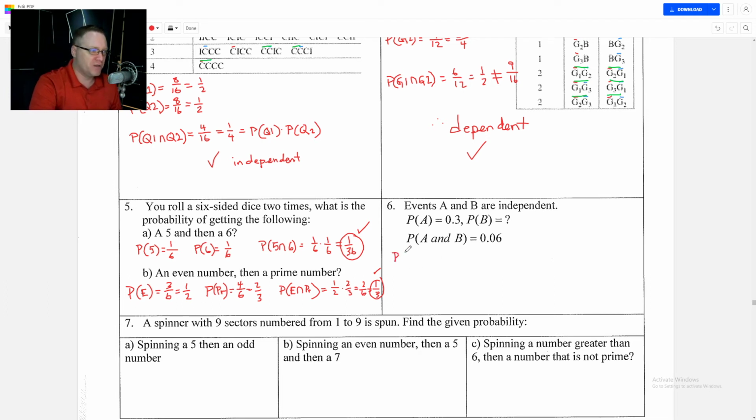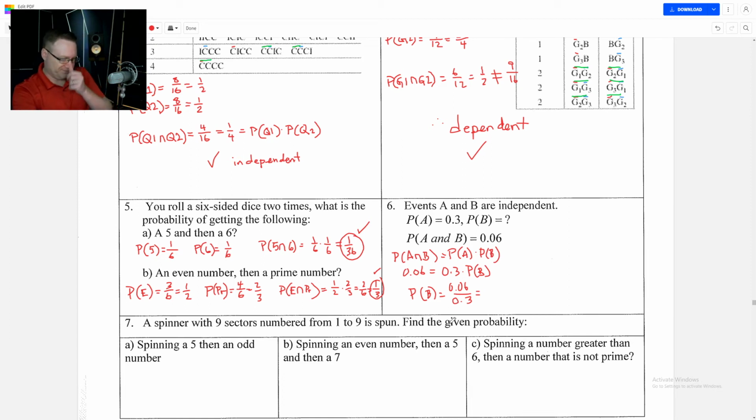Well, we already know that the probability of A and B has to equal, if they are independent, like it says up here, the probability of A times the probability of B, right? So probability of A and B is 0.06. And that's going to equal probability of A, which is 0.3, times the probability of B. Which means for the probability of B, we're going to have to divide both sides by 0.3. So it's going to be 0.06 divided by 0.3.